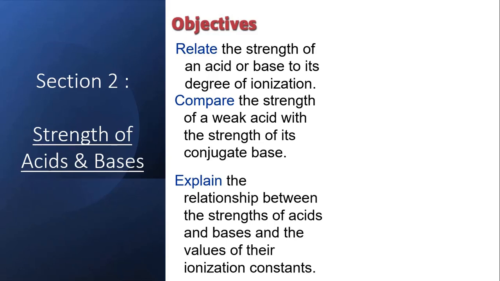We have what do we call it, conjugate acids and conjugate bases. So we will compare the strength of weak acid with the strength of its conjugate base, which we will see later on. We will call it strong base. Then we are going to explain the relationship between the strength of acids and bases and the values of their ionization constants. These are going to be called Ka and Kb. The Ka is the one that relates to acids. Kb, from its name, relates to bases.